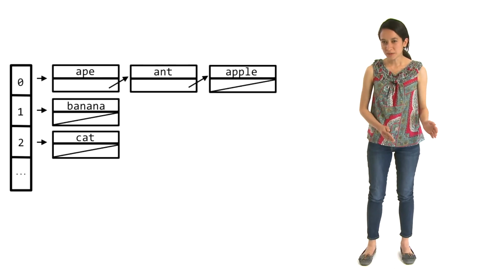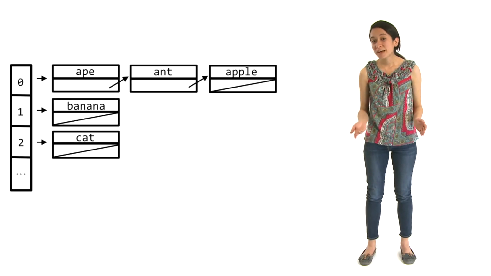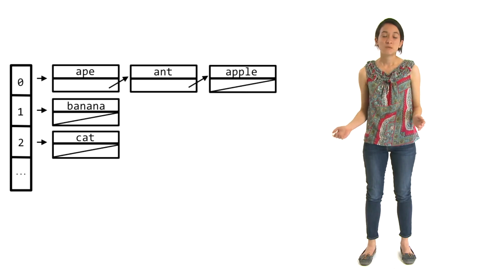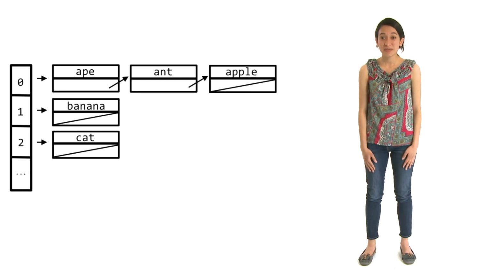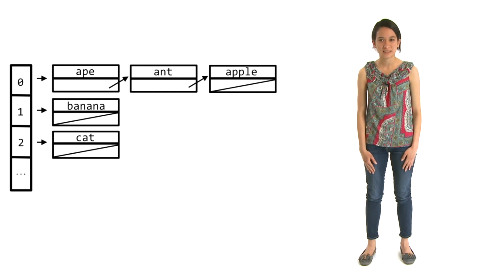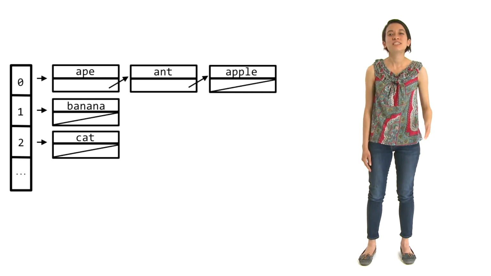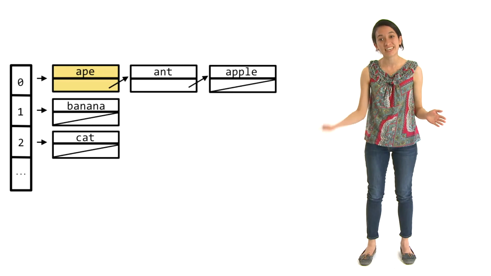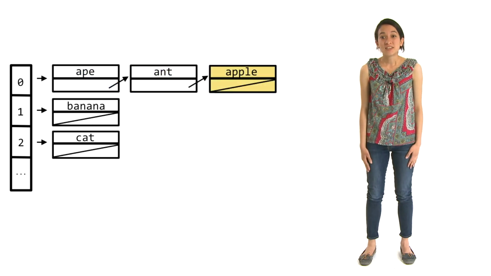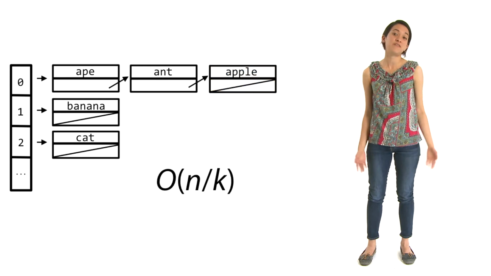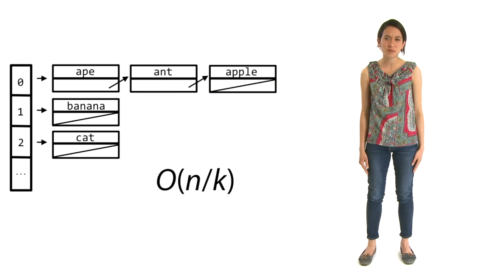In the separate chaining model, the hash table is actually an array of pointers to linked lists. When a collision occurs, the key can be inserted in constant time at the head of the appropriate linked list. What happens now when we search for Apple in the hash table? In the worst case, we must traverse the entire linked list, starting at index 0. The worst case lookup time for a hash table that uses separate chaining is therefore O of n over k, where k is the size of the hash table.